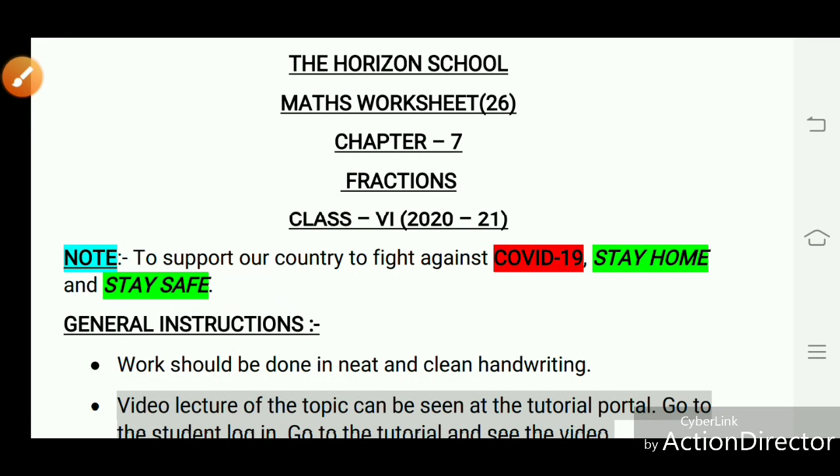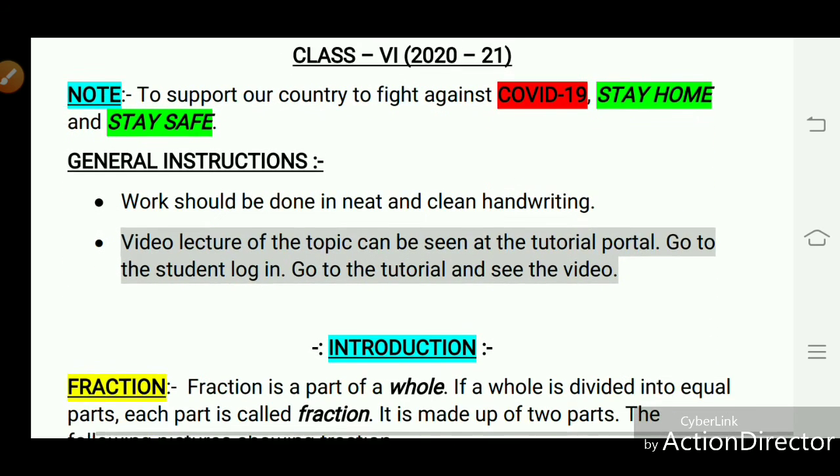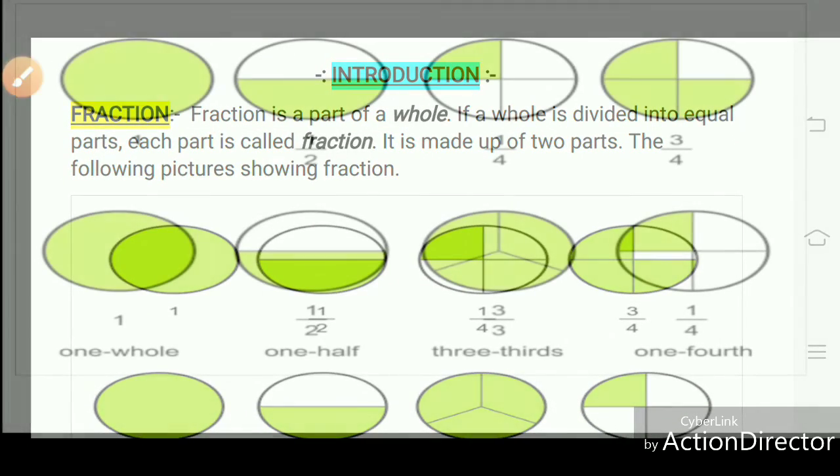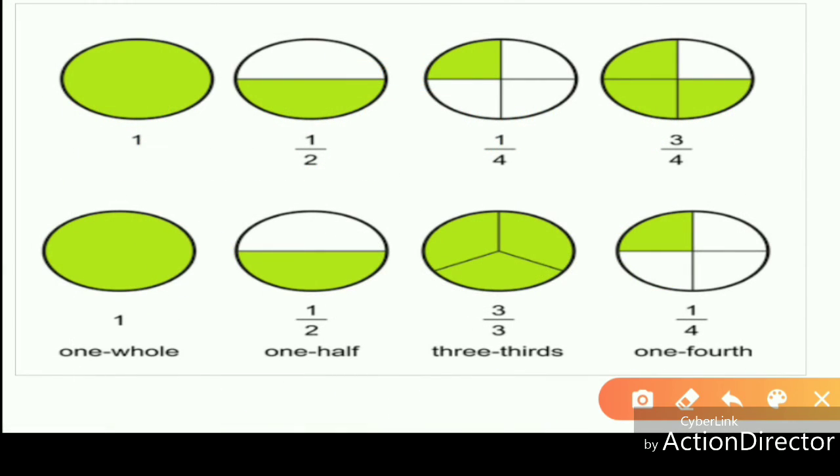Students, this is math worksheet 26, chapter number 7, fractions. Now the following picture shows fractions.